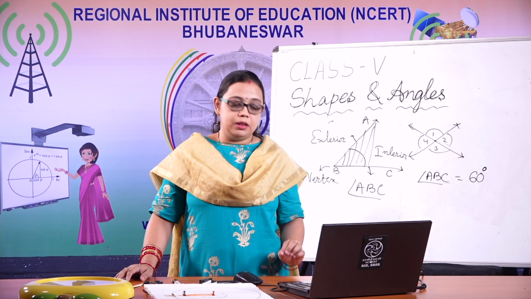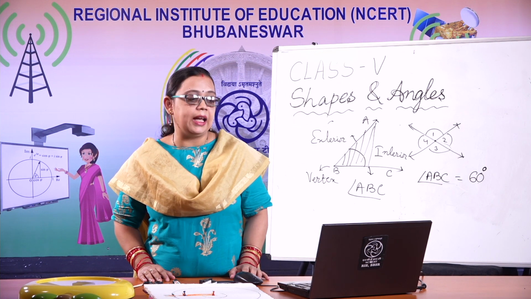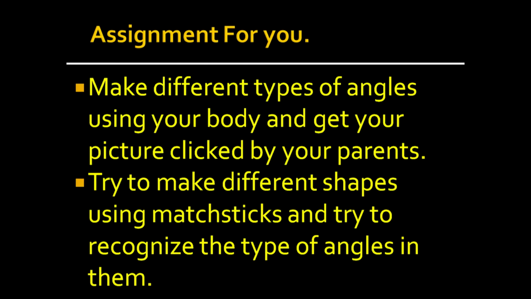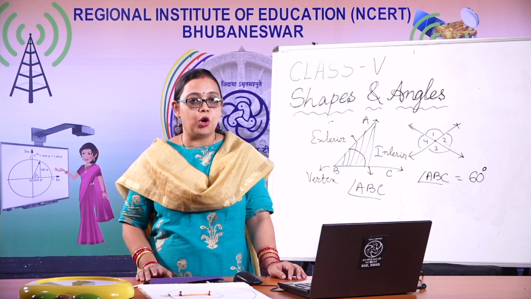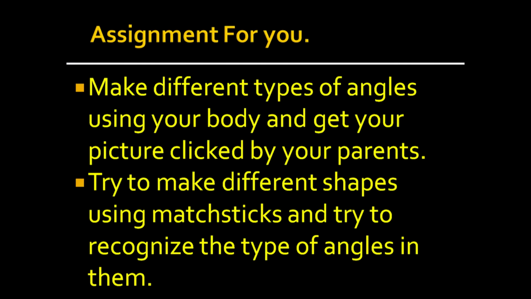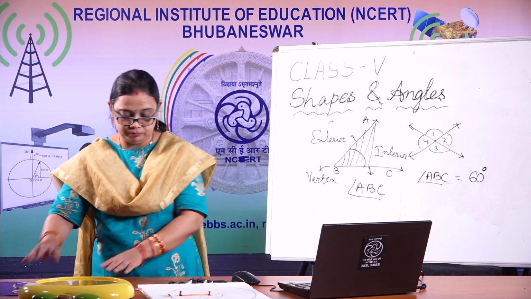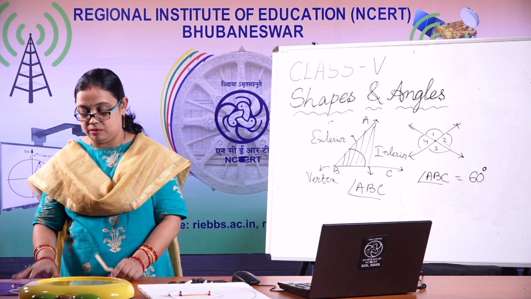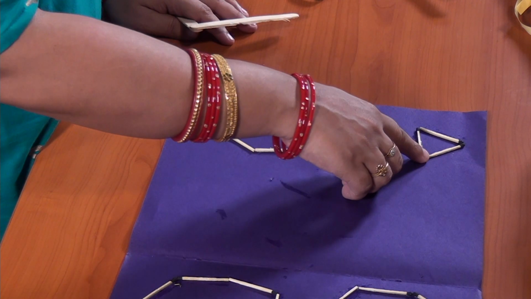I have 2 interesting assignments for you. What will you do after learning these shapes and angles? You will make different types of angles using your body. So what will you do? You will make different angles using your body parts. And next one is, try to make different shapes using matchsticks and try to recognize the type of angles in them. I have made one for you. See, first one with 3 matchsticks. This is a triangle.